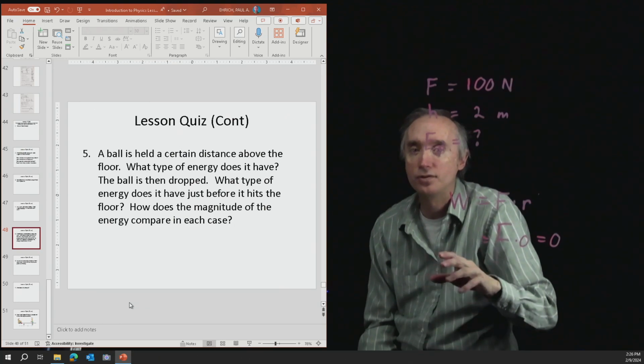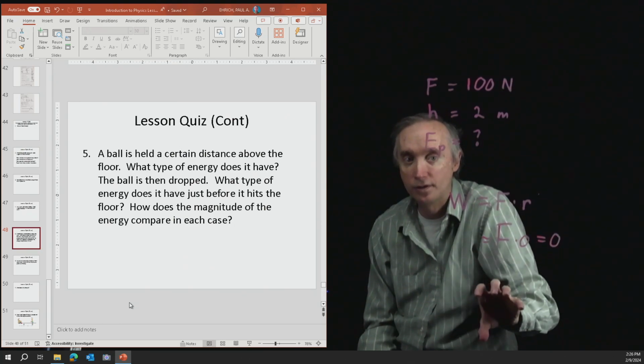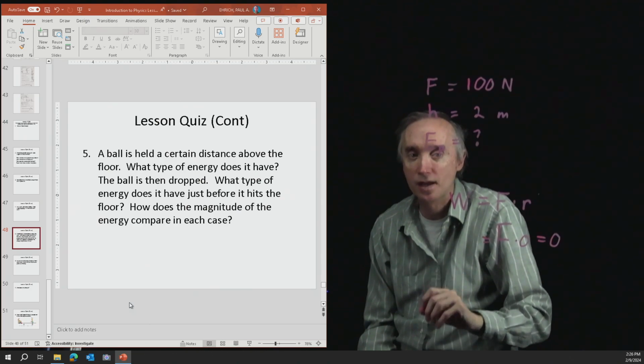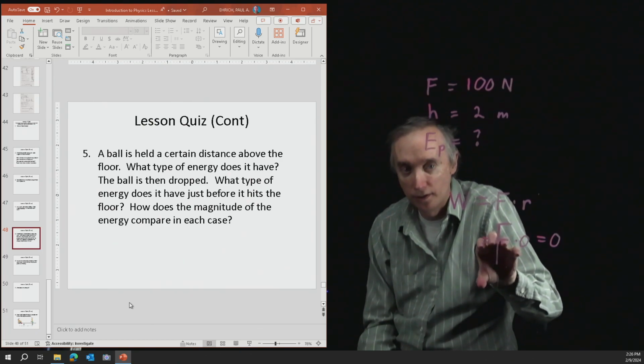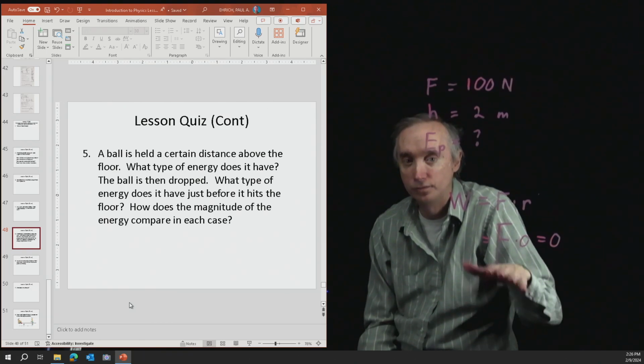How does the magnitude of the energy compare up here versus down here? Same, same. So they both have the same energy. And that energy that it had just before it hits the floor will be turned into heat and sound when it hits.